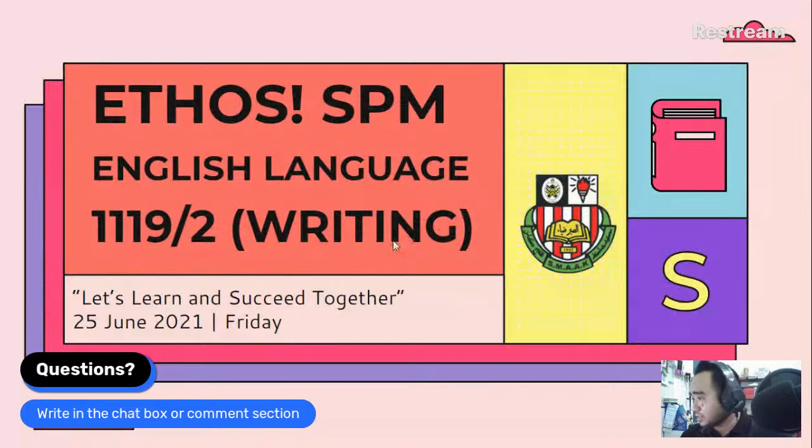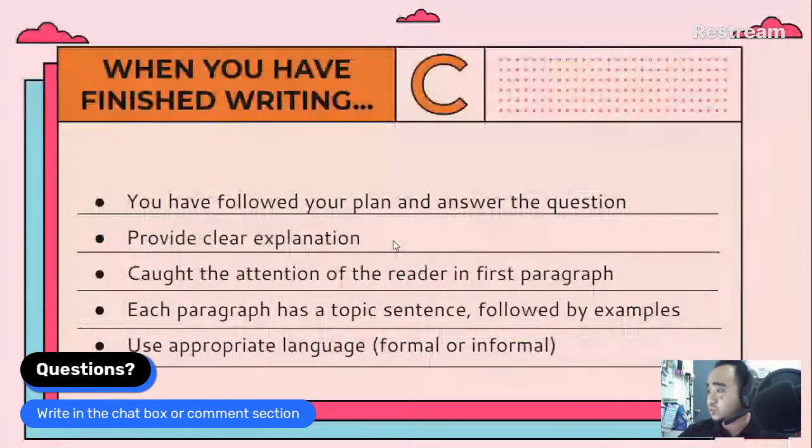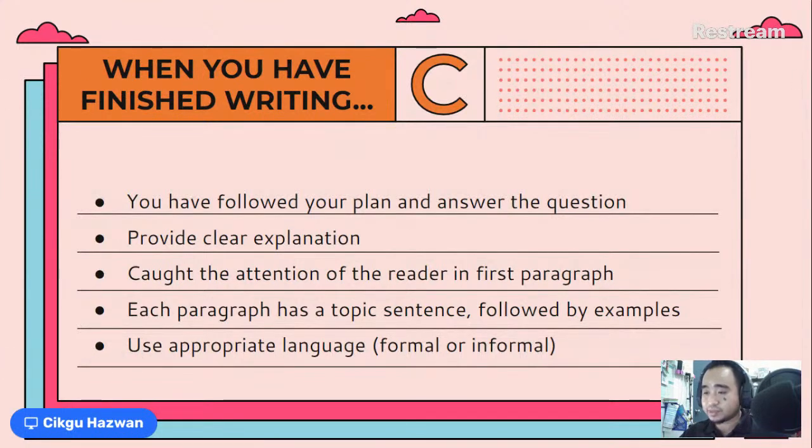We are towards the end actually. So before I sum up the session, I just want to highlight some reminders for everybody: when you have finished writing, what you should do.